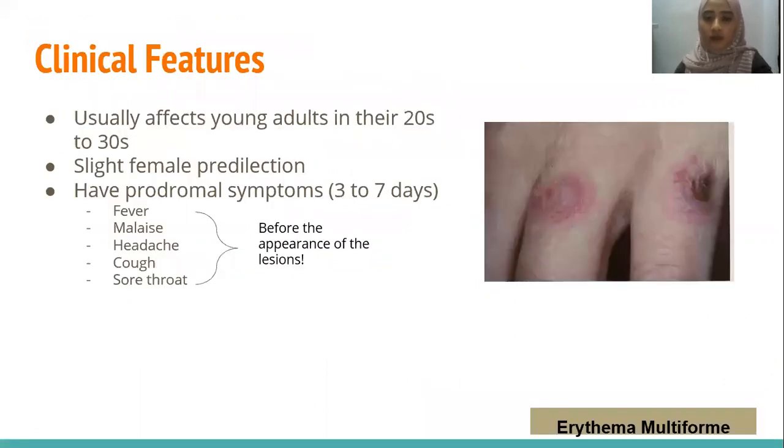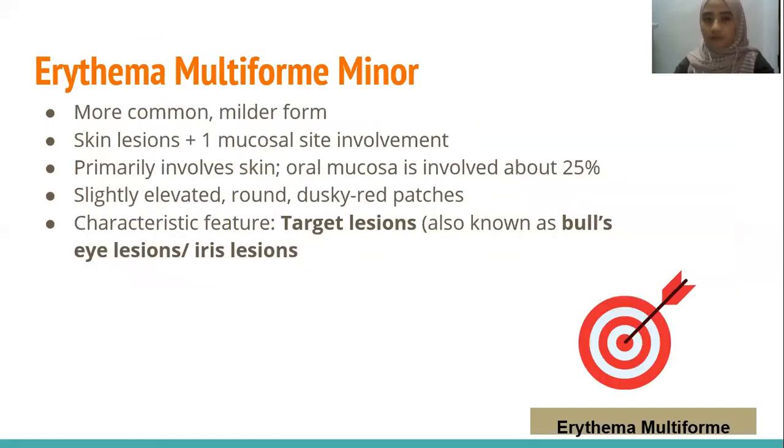Moving on with the clinical features, it usually affects young adults in their 20s to 30s. It has a slight female predilection. It has prodromal symptoms which last 3 to 7 days. These symptoms include fever, malaise, headache, cough, and sore throat. So these symptoms will appear before the appearance of the lesion.